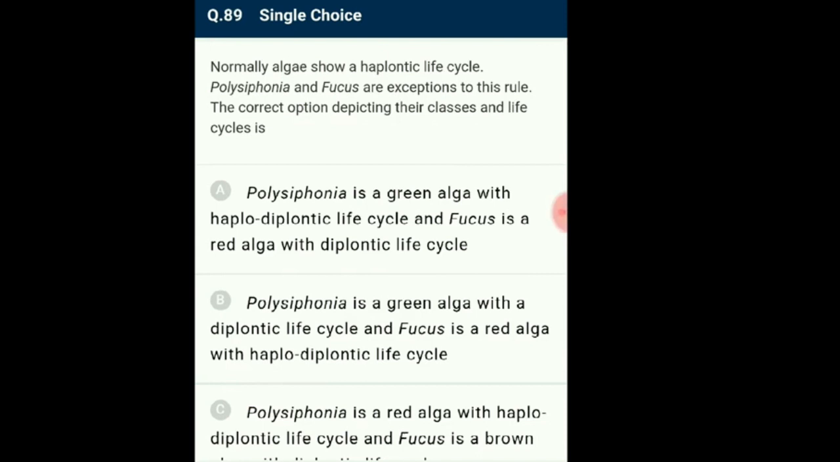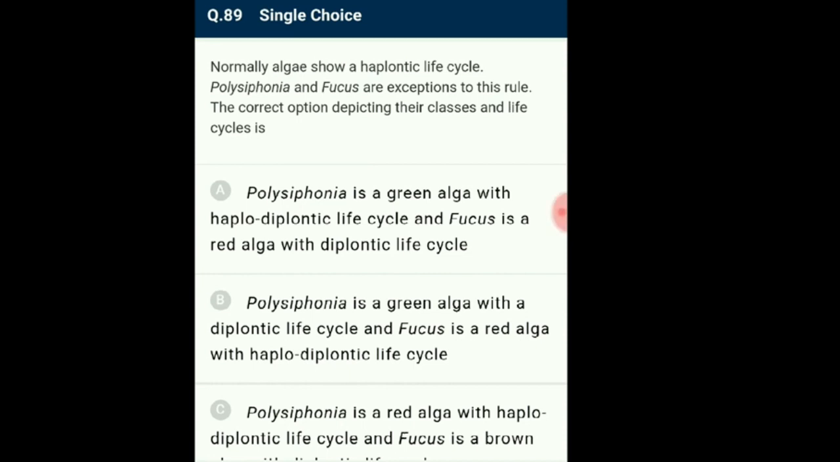Question number 89. Normally, algae show haplontic life cycle. Polysiphonia and Fucus are exceptions to this rule. The correct option depicting their classes and their life cycle is: the diplontic life cycle is a cycle in which the diploid sporophyte is the dominant photosynthetic independent phase of the plant. The gametophytic phase is represented by the single to few-celled haploid gametophyte. It is seen in all seed-bearing plants, gymnosperms and angiosperms. It is also seen in brown algae, Fucus.